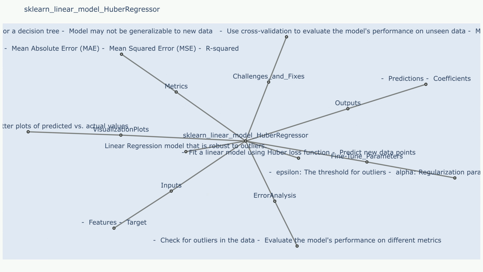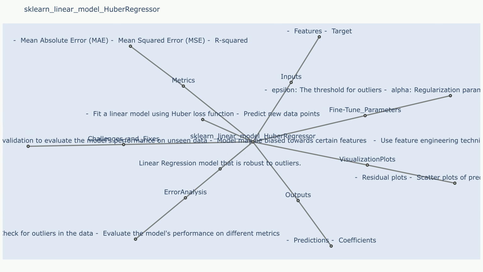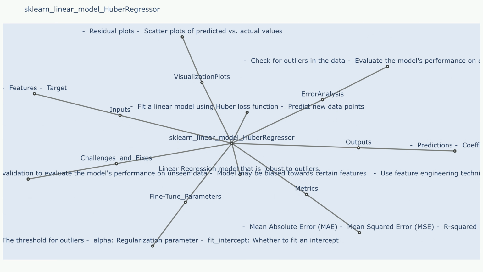Challenge 1. The Huber regressor can be sensitive to the choice of the epsilon parameter. Sample use case that resulted in challenge 1. If epsilon is too small, the model may not be robust enough to outliers. If it is too large, the model may not be able to fit the data well. Fixes to challenge 1. The epsilon parameter can be tuned using cross-validation to find the optimal value.